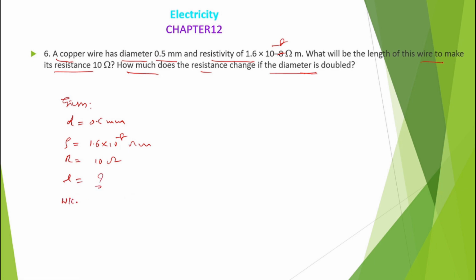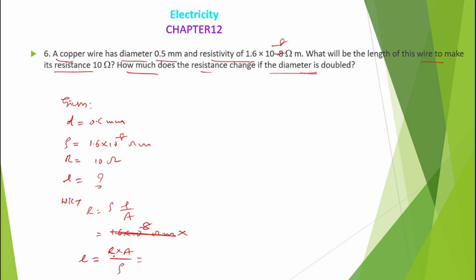So we know that R is equal to rho into L by A. Now you see, rho he has given 1.6 into 10 to the power of minus 8 ohm meter. Length he has given... No, length we have to calculate. No, this is wrong. Length you have to calculate. So L is equal to R into A divided by rho.